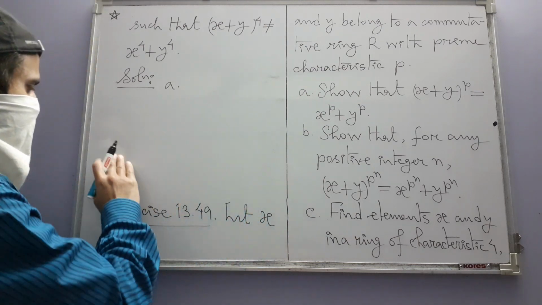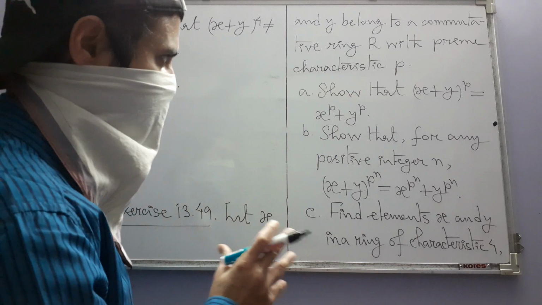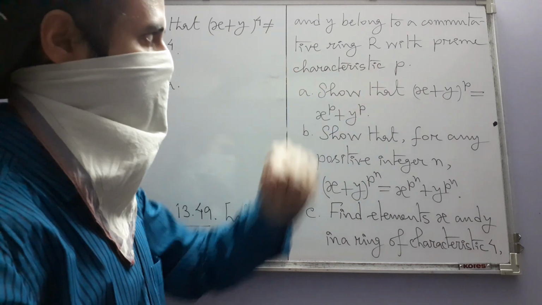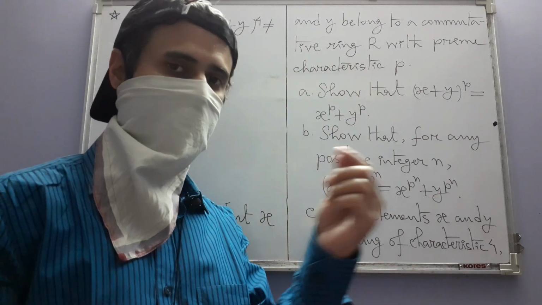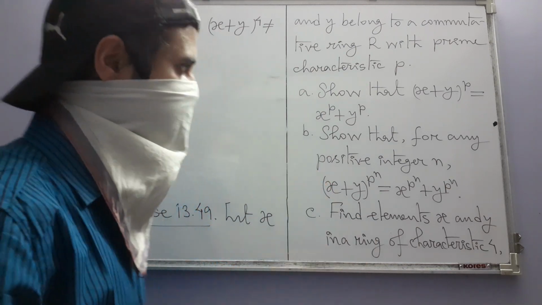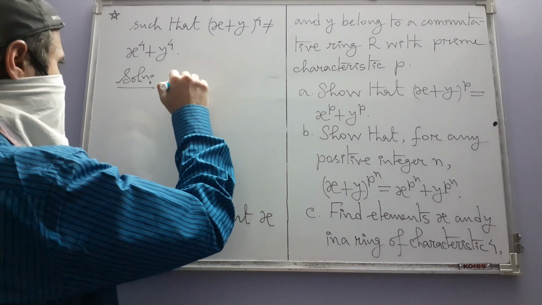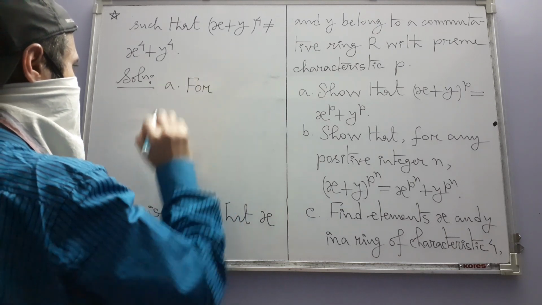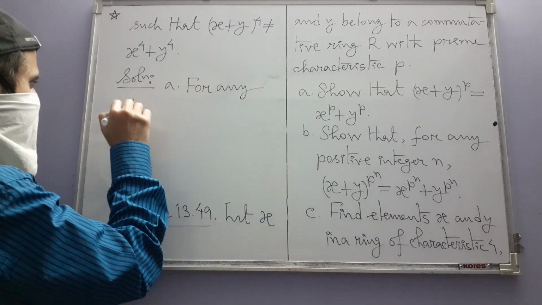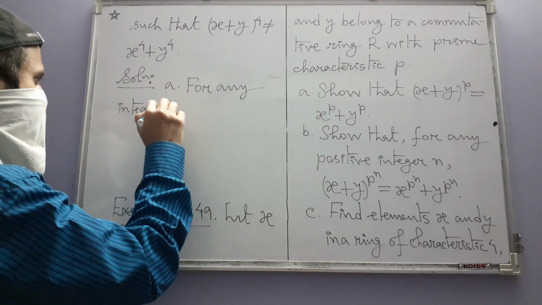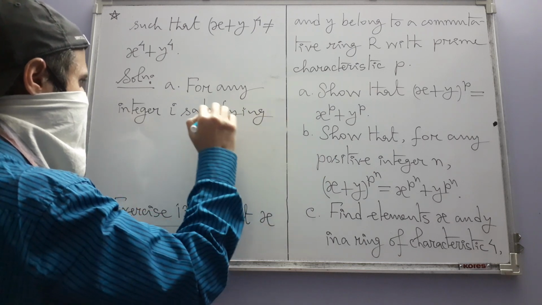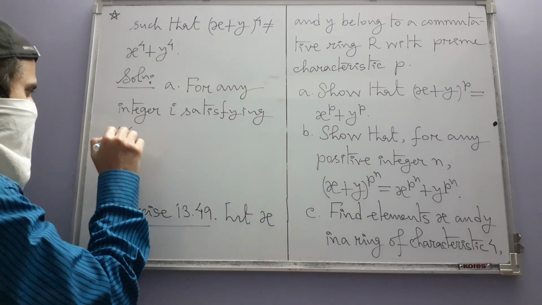So let us now first see some preliminary things that we will need in that proof. Keep in mind that our ring has characteristic P. So that means if we take a ring element and add P copies of that element, we are going to get 0. So this is how we start: for any integer I satisfying these inequalities.